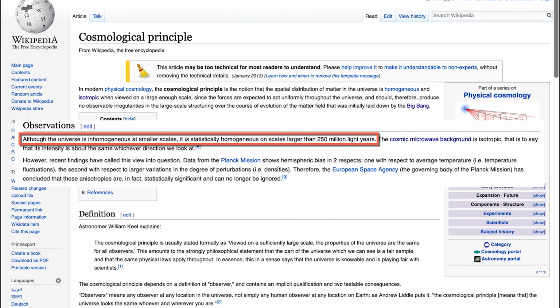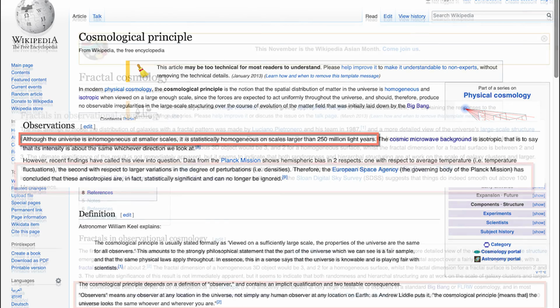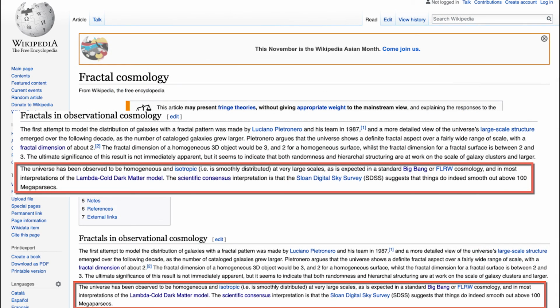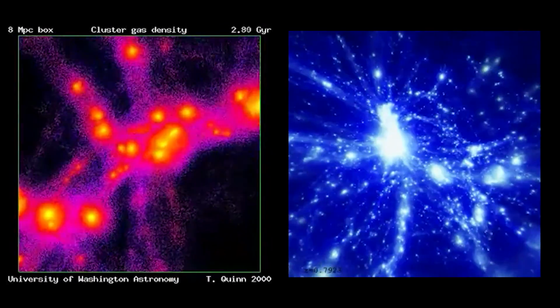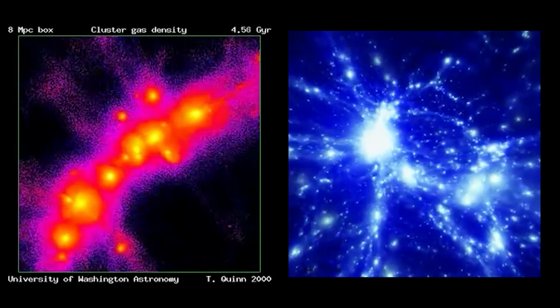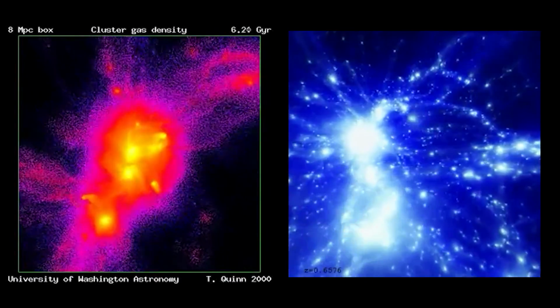One definition of sufficiently large, coming from Wikipedia's page on the cosmological principle, is that it is statistically homogeneous on scales larger than 250 million light-years. Another interpretation from the Sloan Digital Sky Survey suggests that the galaxies smooth out above 100 megaparsecs, or 326 million light-years. A very important factor to consider when applying the cosmological principle is the evolution of galaxies in relation to each other by the force of gravity.